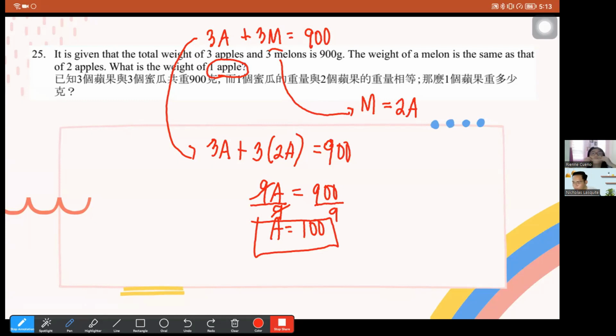Okay, let's go to number 26. I think 25 is very easy. There could be a lot of solutions for this one. Your classmates know a lot of solutions for this one.